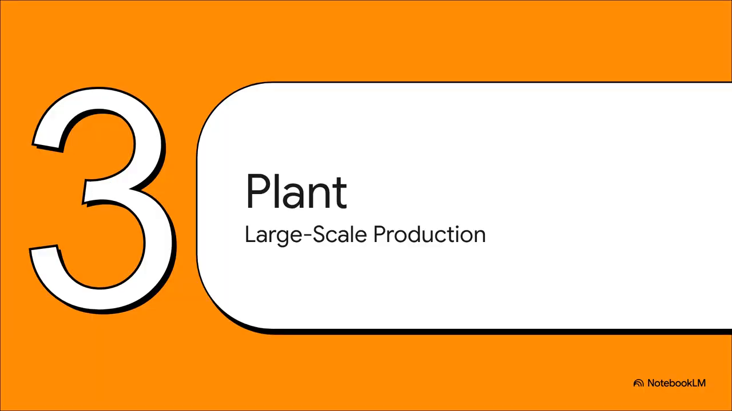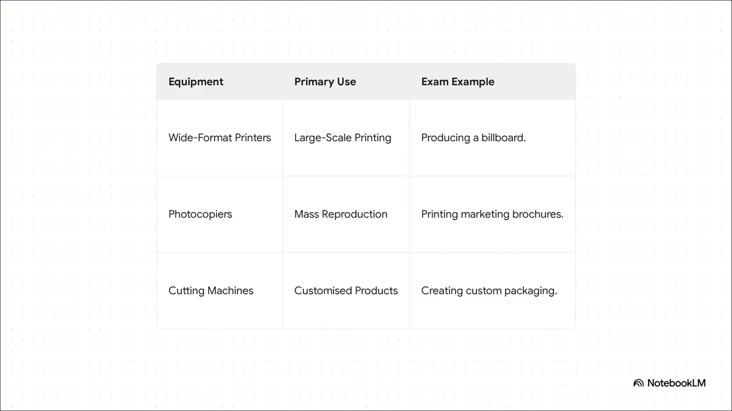All right, now for that third category, plant. This term basically just refers to the heavy machinery used for large-scale production. Now, not every designer is going to use this stuff daily, but it's a critical part of bigger companies that produce physical multimedia products. So, what does this actually look like? Well, think of those huge, wide-format printers that can take a design you made in Illustrator and turn it into a massive billboard. Or specialized photocopiers just churning out thousands and thousands of marketing brochures.